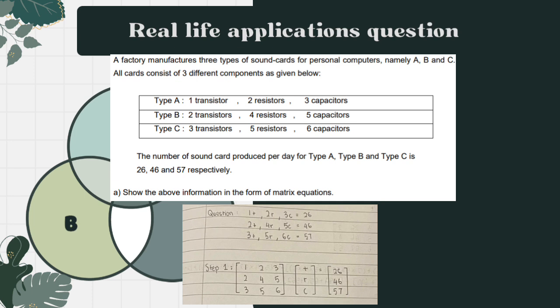The first step is we rewrite. In step 1 we write the matrix [1 2 3; 2 4 5; 3 5 6], and the transistor, resistor, capacitor vector is equal to [26, 46, 57].